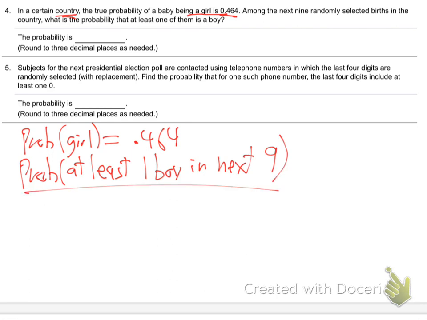There's question number 4. So they're saying in this country, it's not 0.5, it's a little below that. 0.464 is the chance of having a girl. What's the probability that you're going to have at least one boy in the next 9 births in that country? So give that a try.